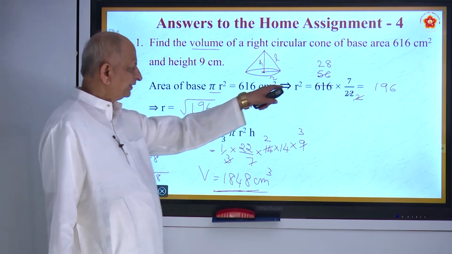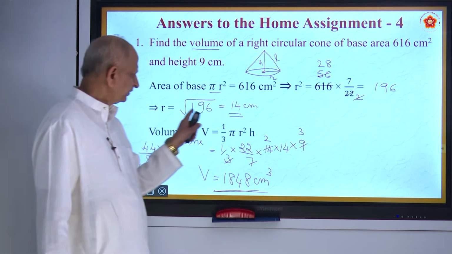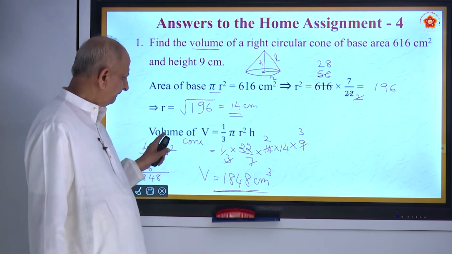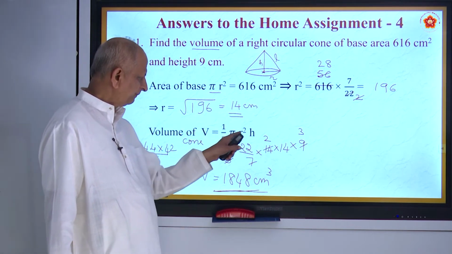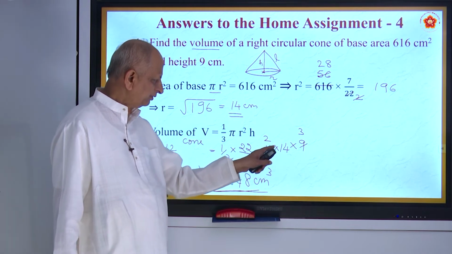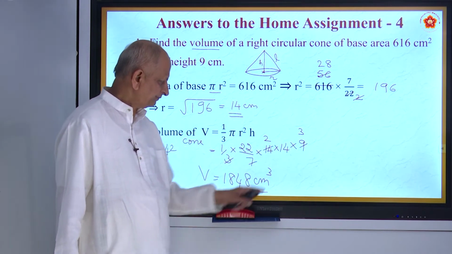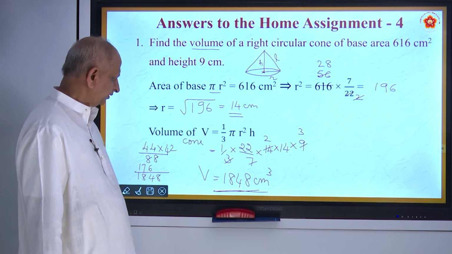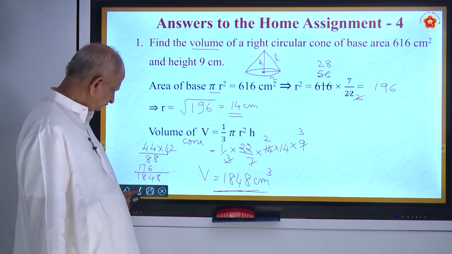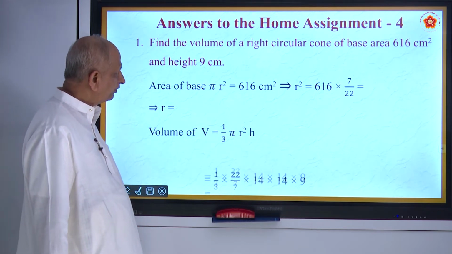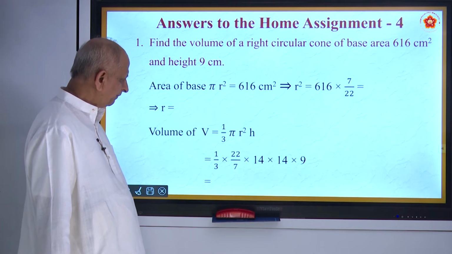So what you have to do is first you find the radius, given to be 14. Apply it in the formula one-third pi r square h. So you get that answer. Is it alright? Okay. Now we will pass on to next problem.